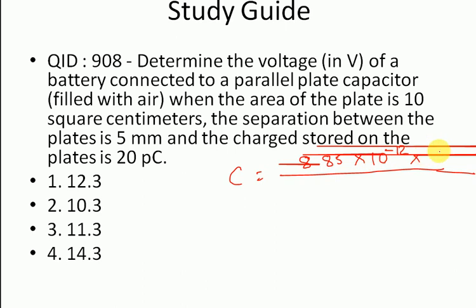Epsilon naught times A. What is A? A is given as 10 square centimeter. So 10 square centimeter to meter square. If I convert centimeter to meter, what will happen? 10 to the power minus 4. So 10 into 10 to the power minus 4 square meter.